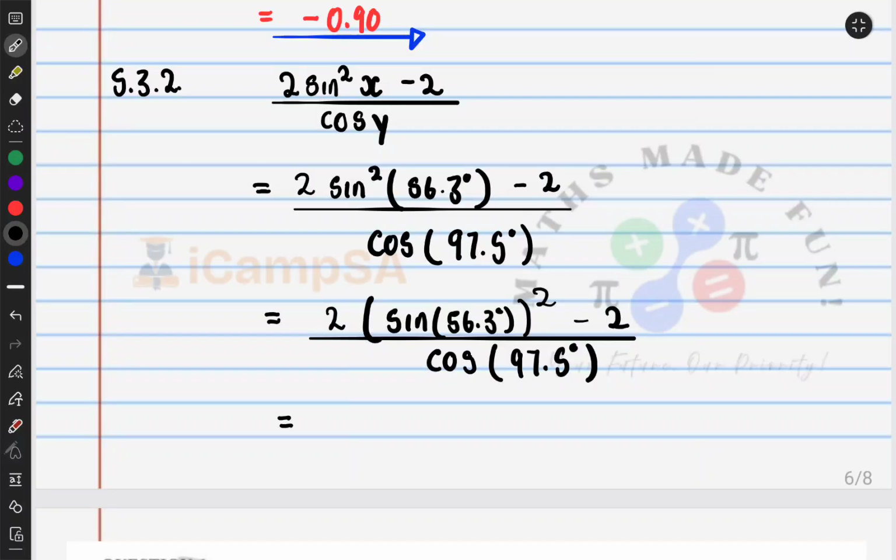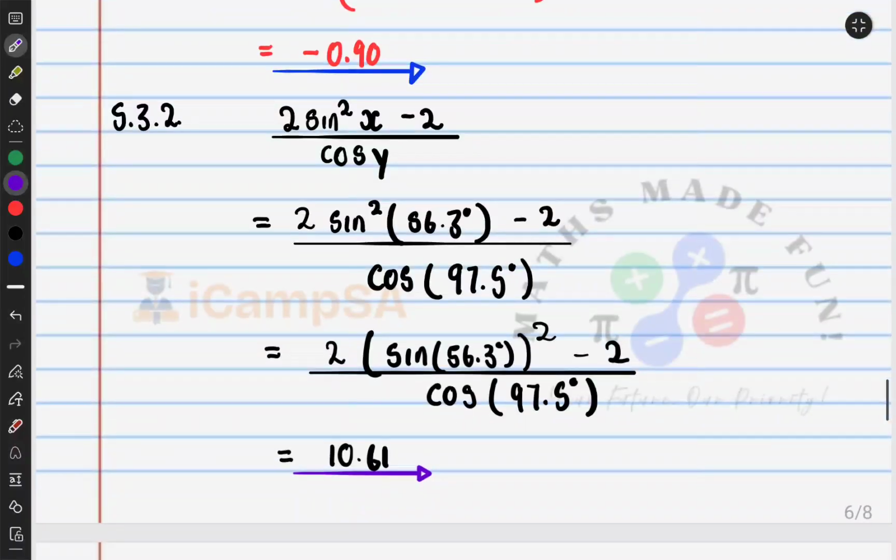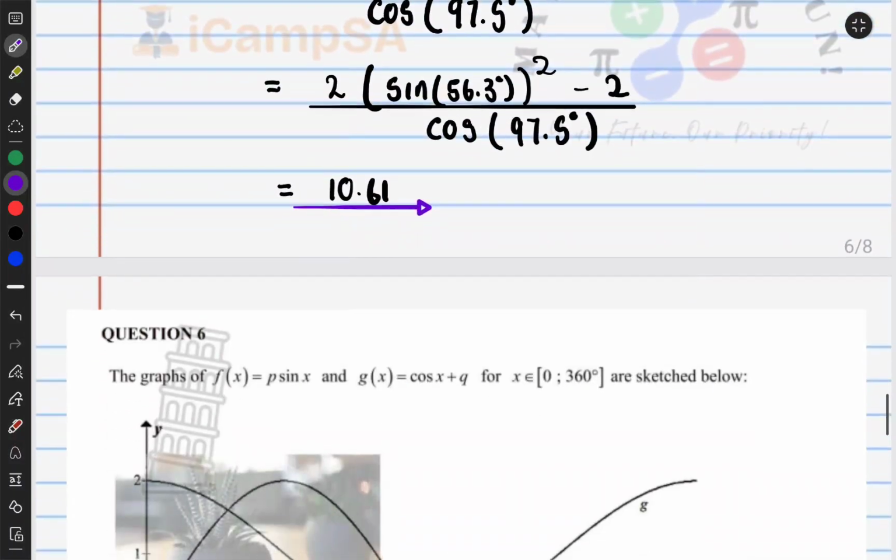Okay, it's 2 into sine 56.3 squared, close bracket, minus 2 over cos 97.5, and here we get 10.61. That is your answer, 10.61 to 2 decimal places. Okay, and that is that for 5.3.2. Let's go ahead and do question 6.